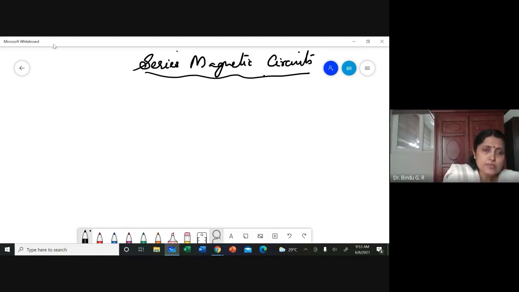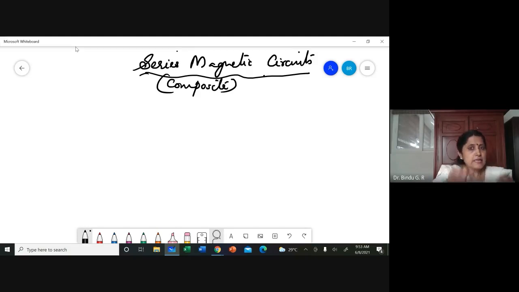There is something known as a composite magnetic circuit. The series magnetic circuit can also be composite. What do you mean by composite? Composite means the magnetic circuit consists of different materials at different points. It may be iron at some point, maybe some ferrite at another point. So the flux remains the same, but the material may change. If the material changes, as you know, mu will vary.